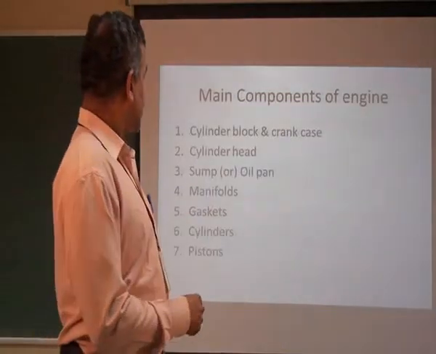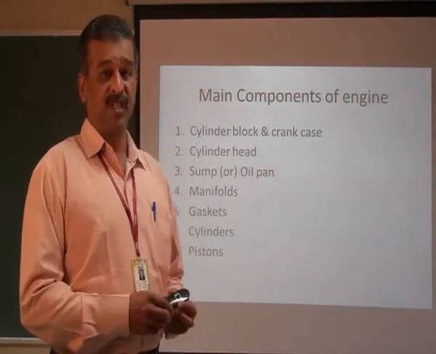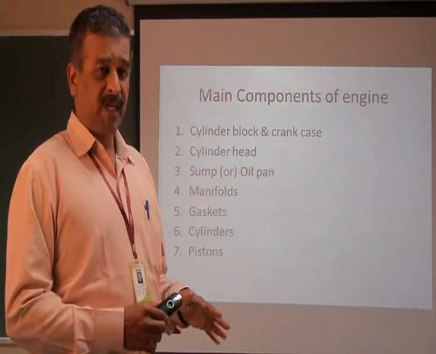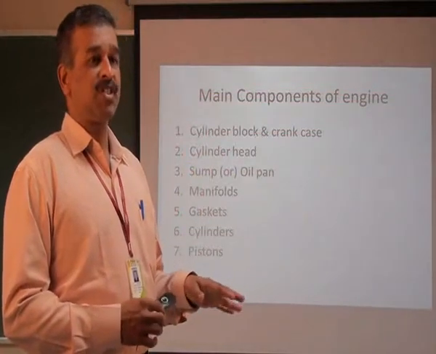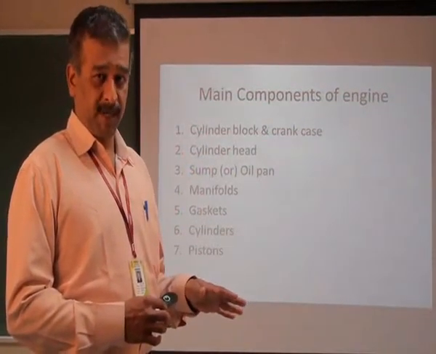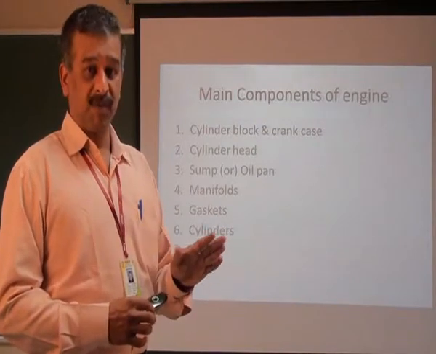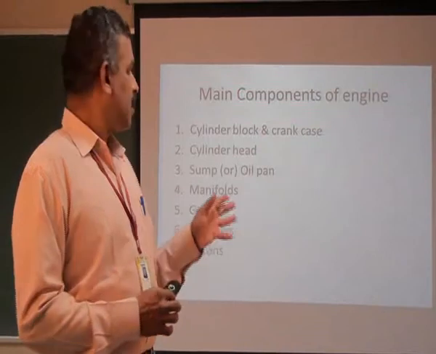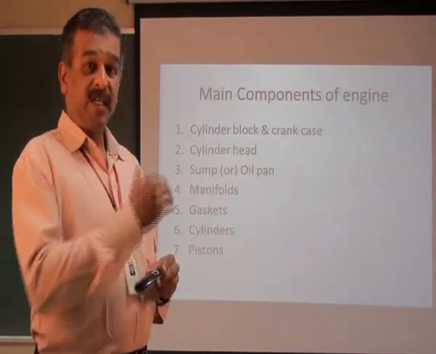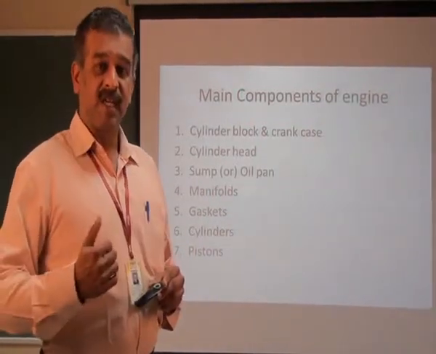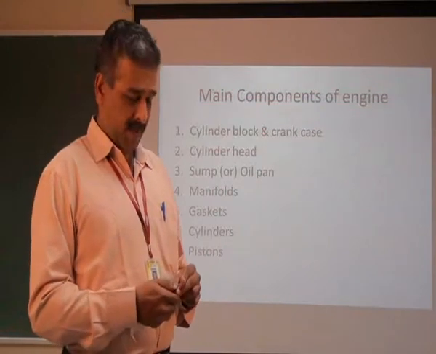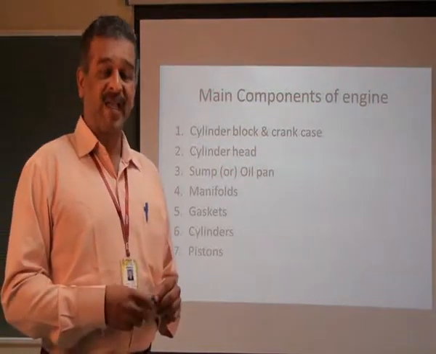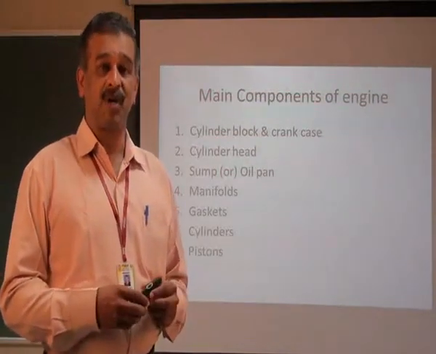Now let us see the main components of the engine. So already what we have seen is the main components of automobile. The engine is the most important part of any automobile, which is giving out the power. I have shown you a picture of that engine. Now let us see the main components involved in this engine. First one, cylinder block and crankcase. What is this cylinder block and crankcase?